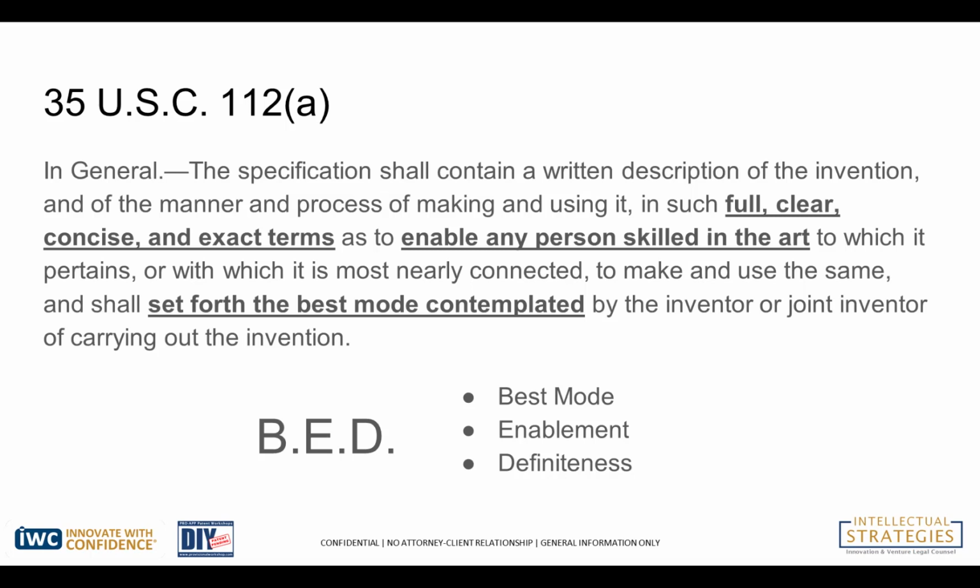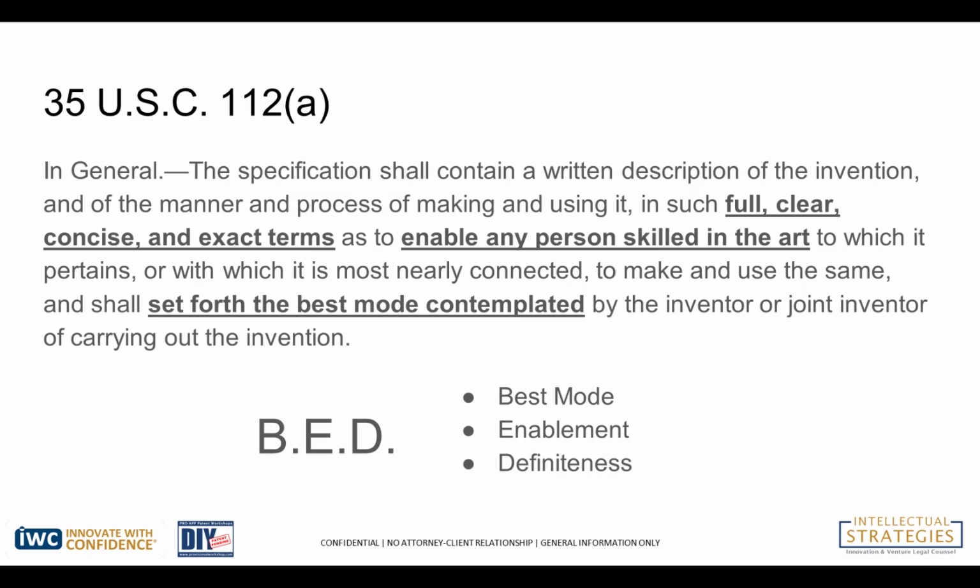Full, clear, concise, and exact terms. That really refers to definiteness at the bottom of my list. You have to be definite or clear as to what you're claiming. If you're ambiguous in the language you use, or you're not clear as to what is included in different variations of your invention, then you can run into problems of definiteness because your invention won't be explained fully and clearly and concisely and with exact terms.